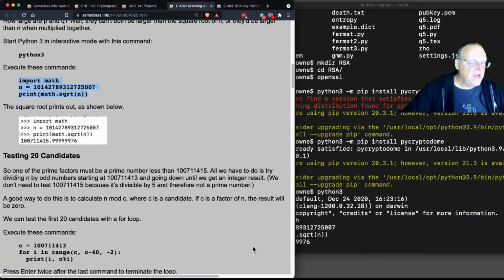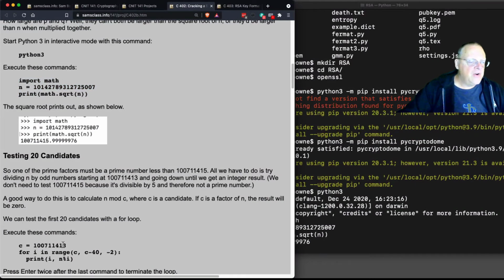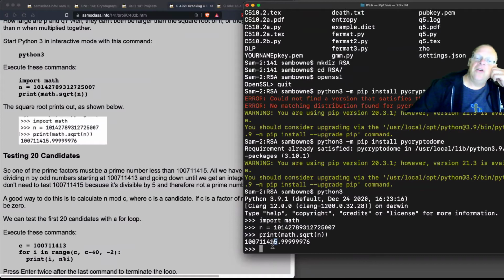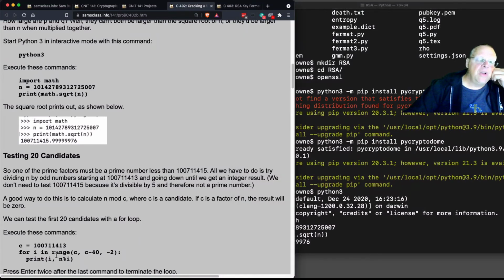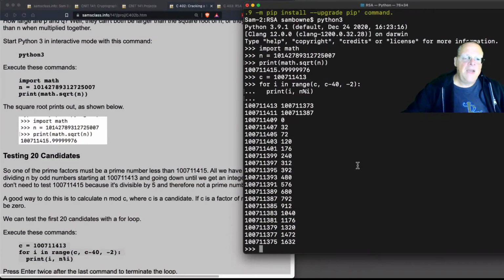So here, I'm going to start from that number, 100,711,415, and I'll go down to 413. I might as well, because 415 is clearly not prime. And I only need to try the prime numbers. So I'm going to only do the odd numbers below 413 because it's too much bother to prove that numbers are prime, but I know that the even numbers are not prime. So I'll be starting at this number and then jumping down by twos until I've gone down 40 numbers below that.